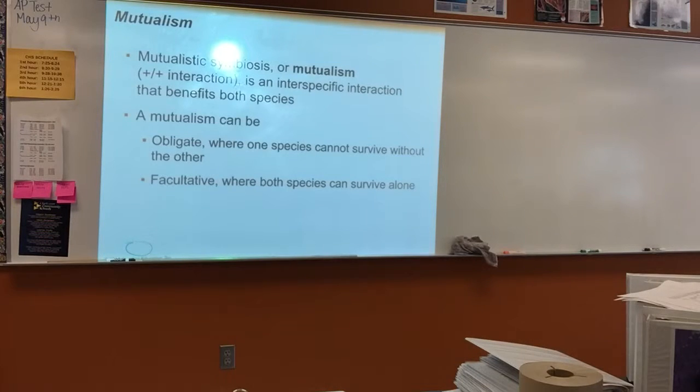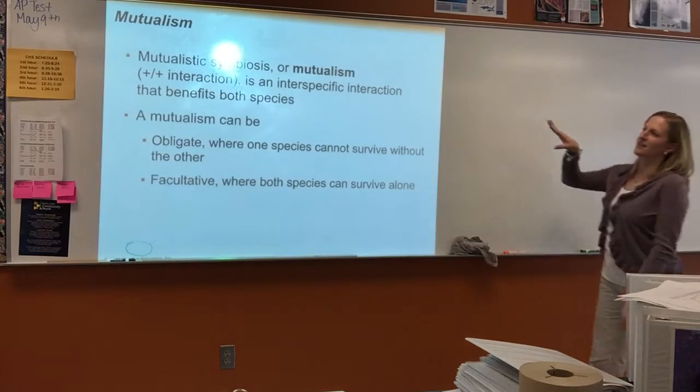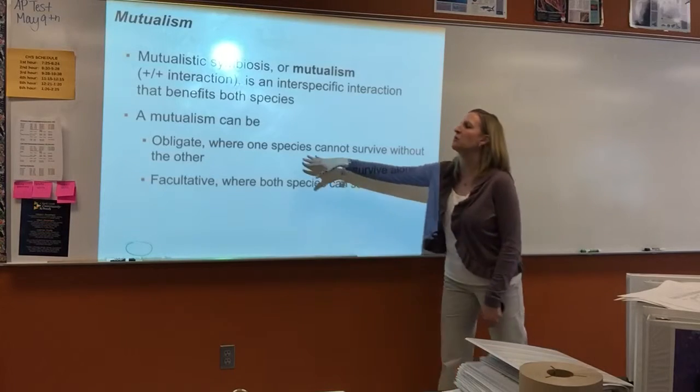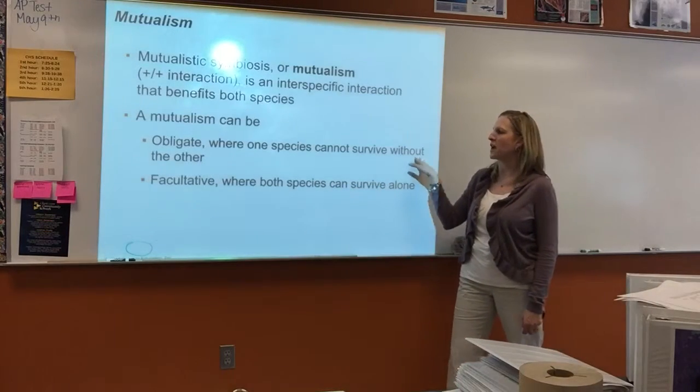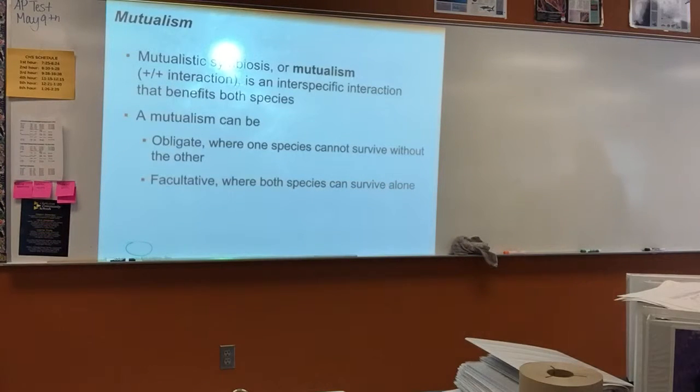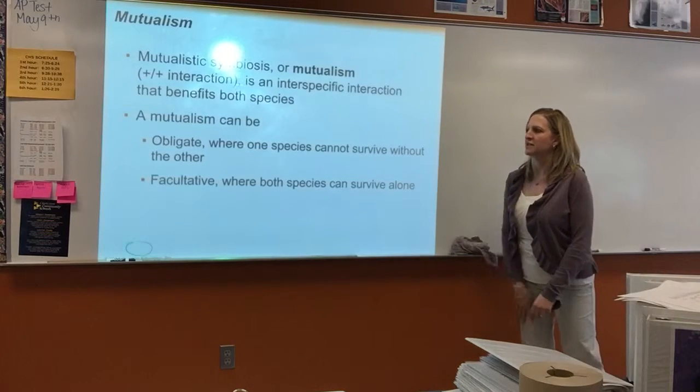Two. The second example of symbiosis is mutualism. So you want to put example two there. This is under symbiosis where two organisms live in close proximity to one another and it benefits both species. And it can be obligate, where one species cannot survive without the other, or it can be what we call facultative, where they're able to survive without each other, but they survive better in the presence of one another.